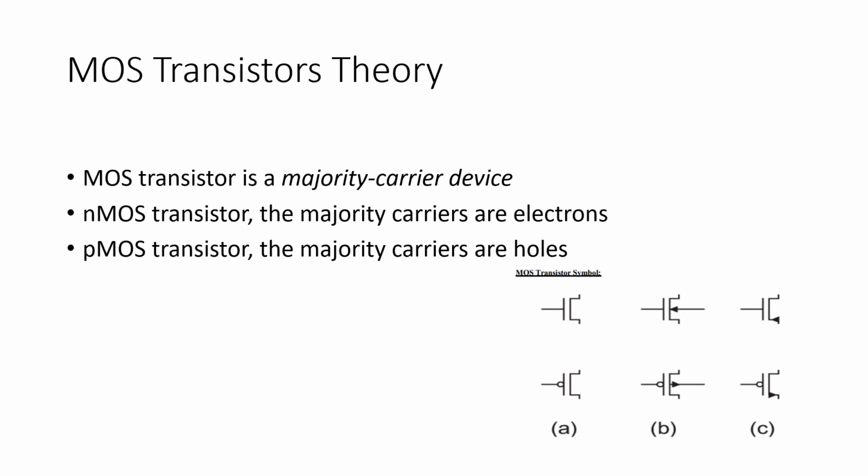These diagrams show the MOS transistor symbols. The first is the N channel or NMOS transistor, and this is also an NMOS transistor showing the current flow, and below is the PMOS transistor.